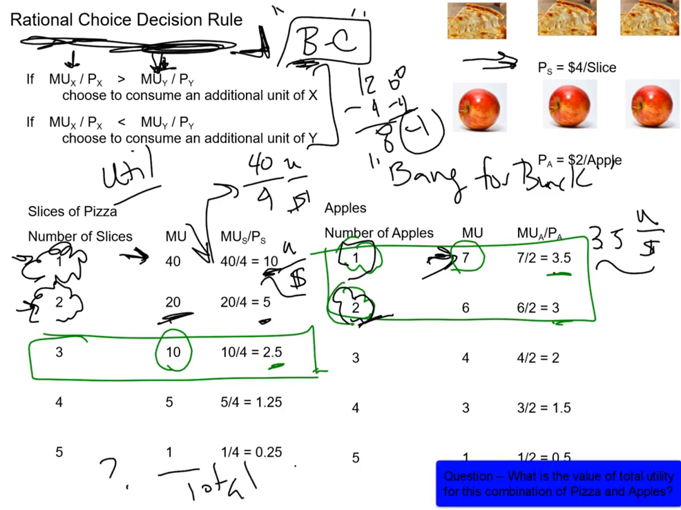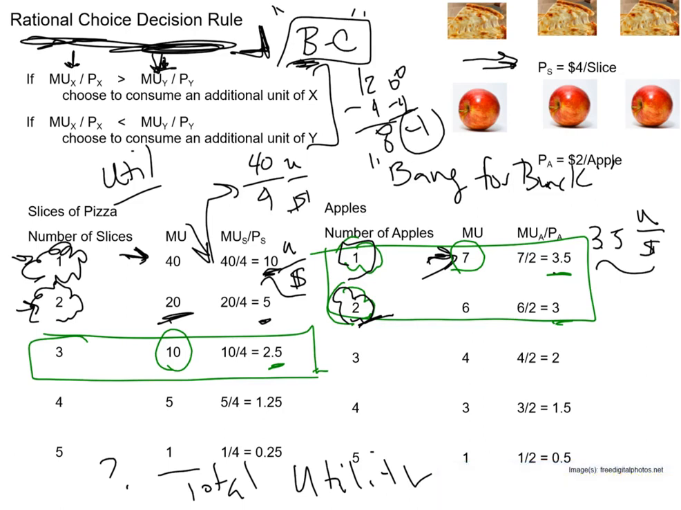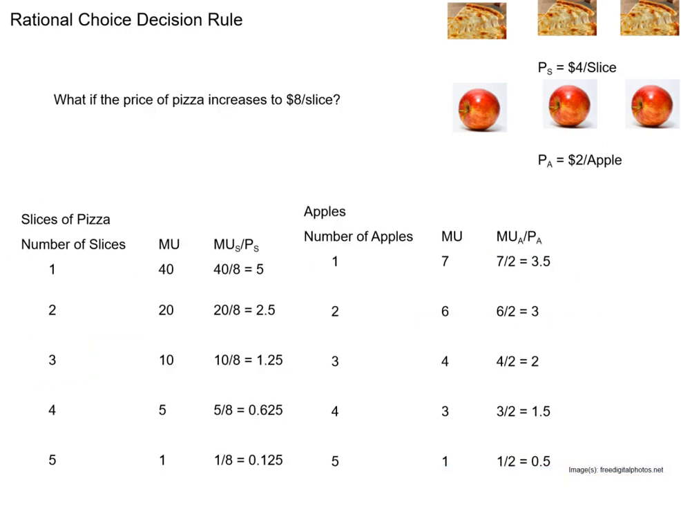Real quick, can you calculate what the total utility is? We just talked through marginal utility, but what's the value of total utility for this combination of pizza and apples? We are going to look at 2 basic variations on that model that we just talked through. Let's consider a hypothetical: what if the price of pizza goes from $4 up to $8?